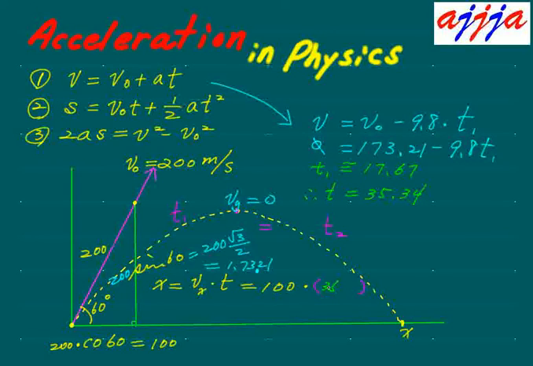Then we just plug this in: 35.34. See how easy it is? You just multiply by 100, so about 3,534 meters. That is about 3.534 kilometers. Wow, that's right. This rocket can fly this far, more than 3.5 kilometers. Oh man.